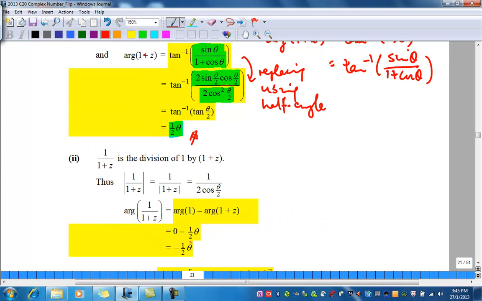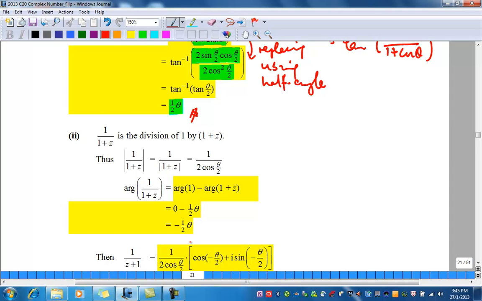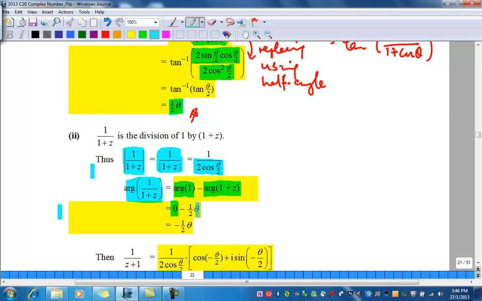Part 2. 1 over 1 plus z is a division of 1 by 1 plus z. Therefore, the modulus of 1 over 1 plus z is equal to 1 over modulus of 1 plus z. And modulus of 1 plus z is 2 cos theta over 2. The argument of 1 over 1 plus z is equal to argument of 1 minus argument of 1 plus z. Argument of 1 is 0. Argument of 1 plus z is half theta, and you end up with minus half theta.